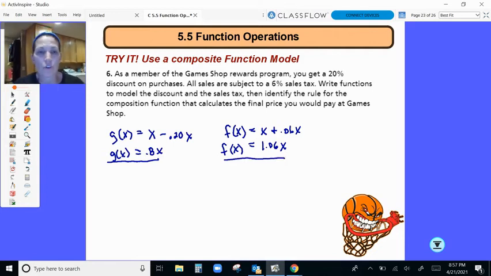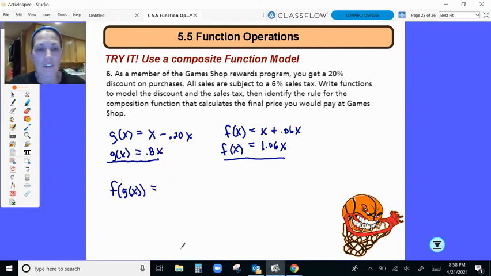Then identify the rule for the composition function that calculates the final price you would pay at Game Shop. Okay. So basically, we would want to write f of g of x. My goodness, let me erase that really quick. We would want to apply the sales price first and then the tax, because you don't apply the tax first and then take the sales price, right? So we want to have this one first, so it's going to be f of g of x, because remember the inside one occurs first, then the outside one, okay?